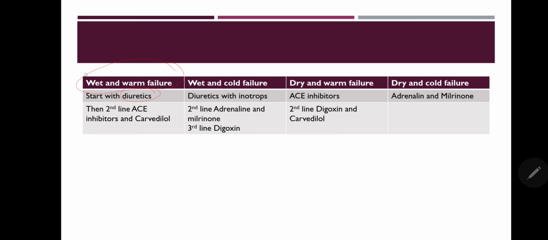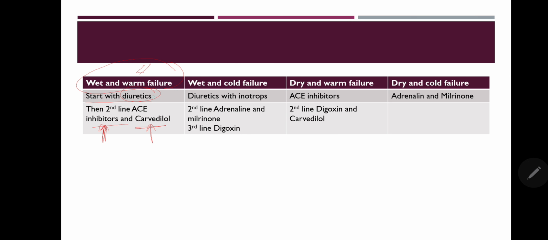That is when there is wet but the patient's periphery is warm. That means the perfusion is good, but there are features of right heart failure. So we have to decrease the preload. First start with diuretics, and after that we add ACE inhibitor and carvedilol. ACE inhibitor decreases the afterload and also some amount of preload, and it prevents cardiac remodeling, and carvedilol is for the cardiac contractility.